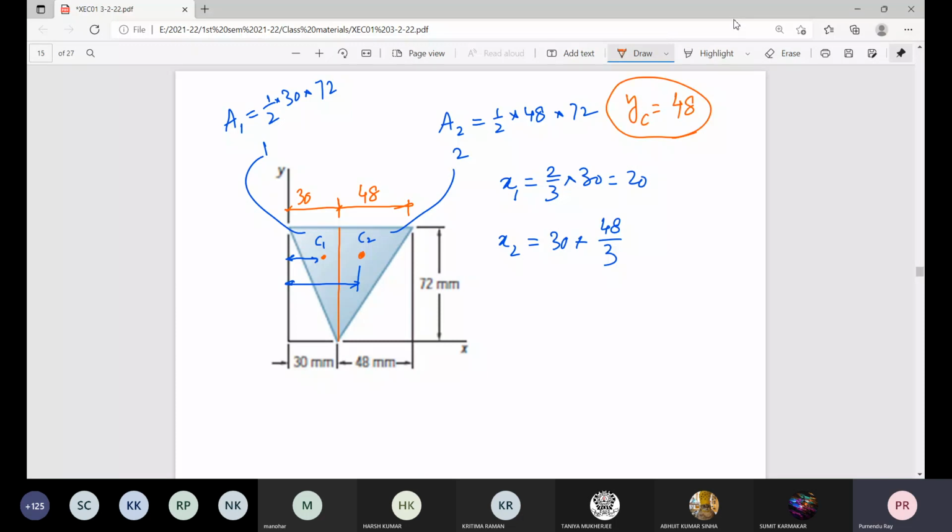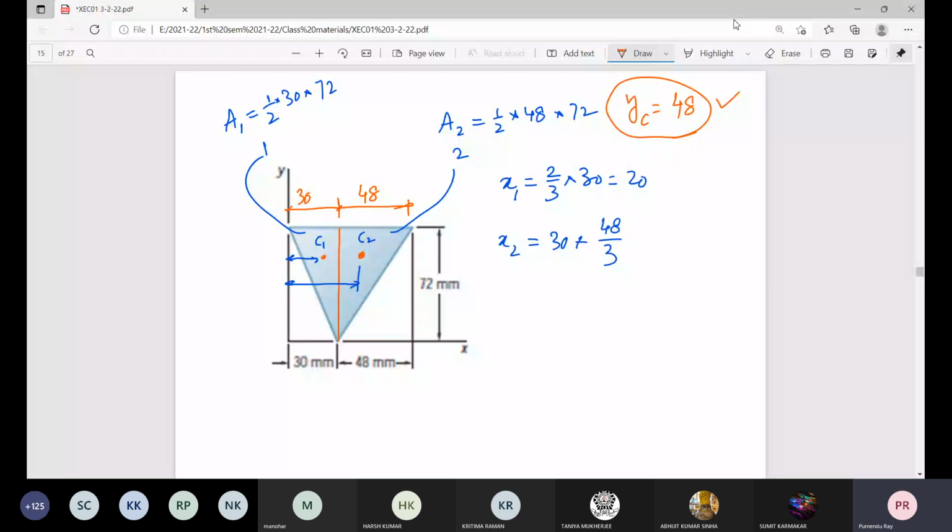Only thing left is XC. Now for XC, we'll do that same thing. XC is A1 X1 plus A2 X2, put them in that table, divided by A1 plus A2. You get it?